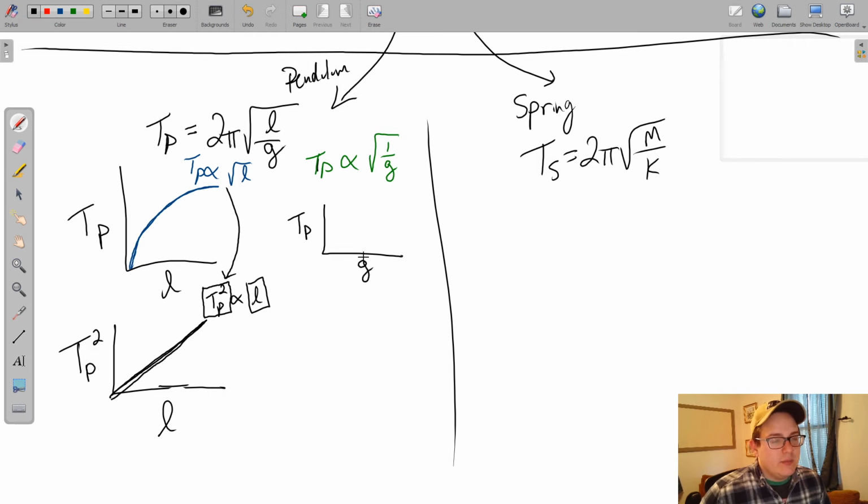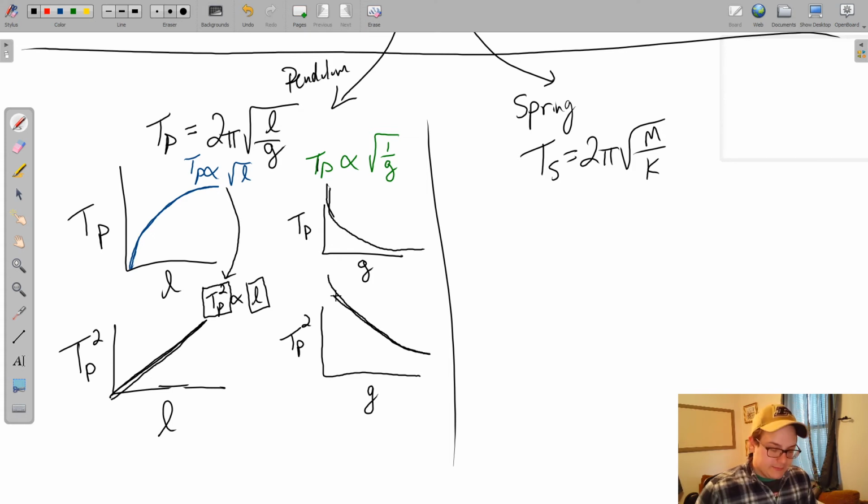This is a pretty hard one to just throw off in your head, but it's going to be a real steep inverse relationship. Now, how would you linearize this? What I would recommend students do is graph this again as period of a pendulum squared over gravity, and you get a little more linearization of data. It won't be perfect, but it will definitely be a whole lot more linear. All right, let's hop over to springs.